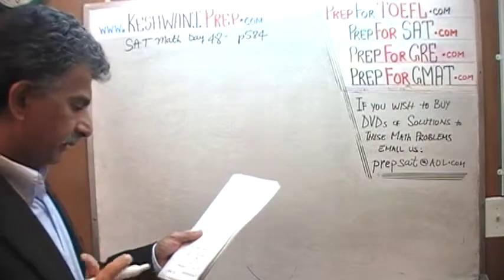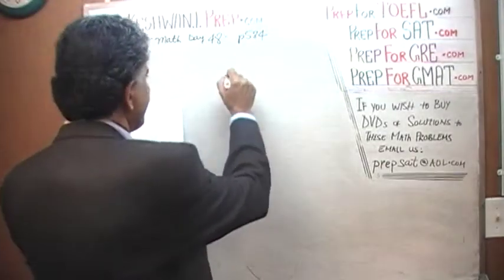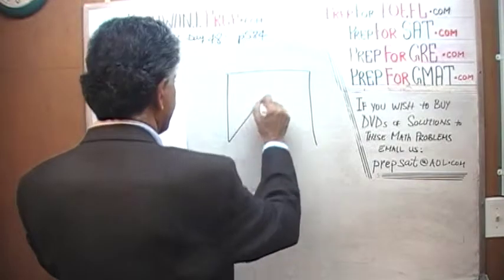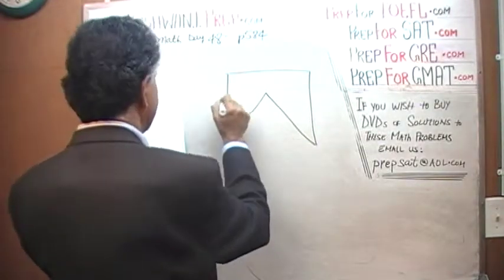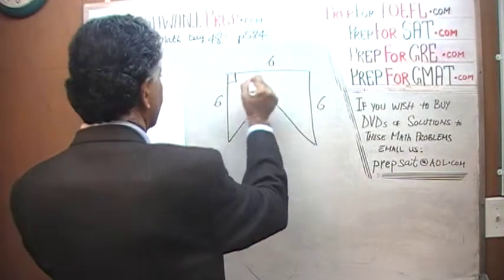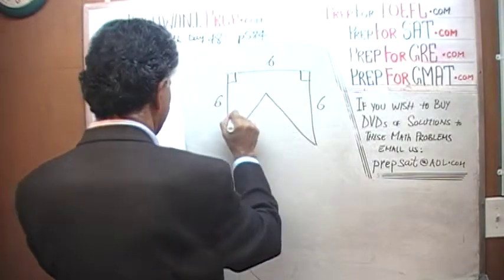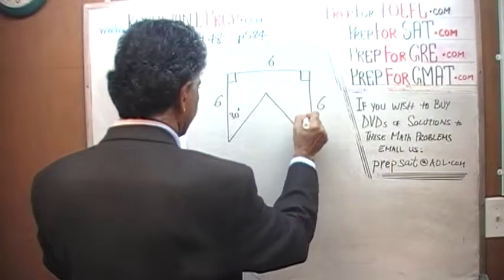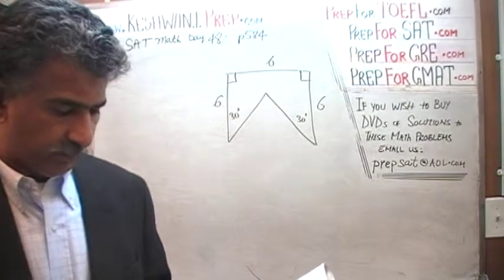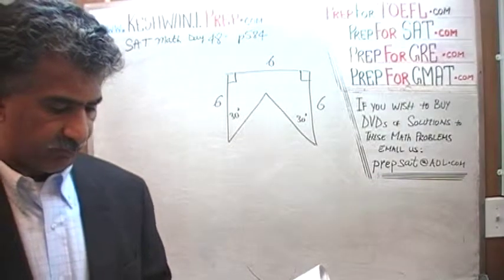And number 14, we are given a picture here. I'm going to reproduce it. We are told that this is 6, this is 6, this is 6, this is the right angle, this is the right angle, this is 30, and this is 30. All of these are very important bits of information. Do you understand? And the question simply is, what is the perimeter of this picture?